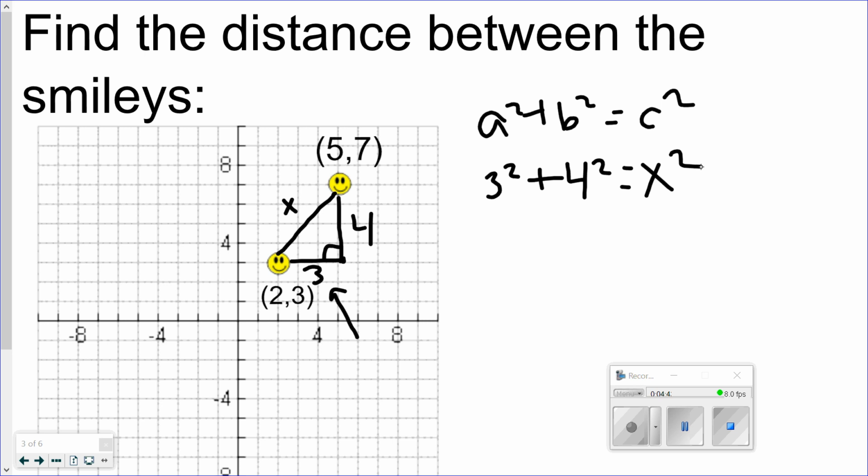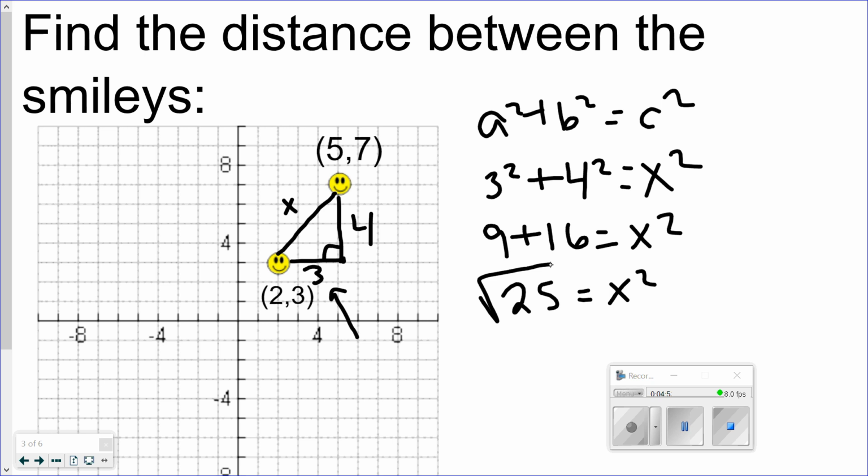All right, so that becomes 9 plus 16 is equal to x squared. 9 plus 16 is 25, which is equal to x squared. Square root each side, and 5 is equal to x. And that is the distance between the smiley faces.